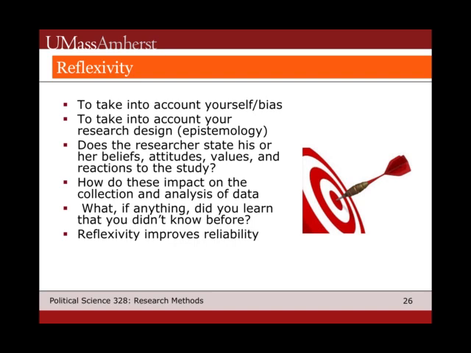So some people are very aware that you don't necessarily need to monitor what you're doing at the time, but what you need to do is state your biases in your study itself, and think about how these impact the collection and analysis of data.